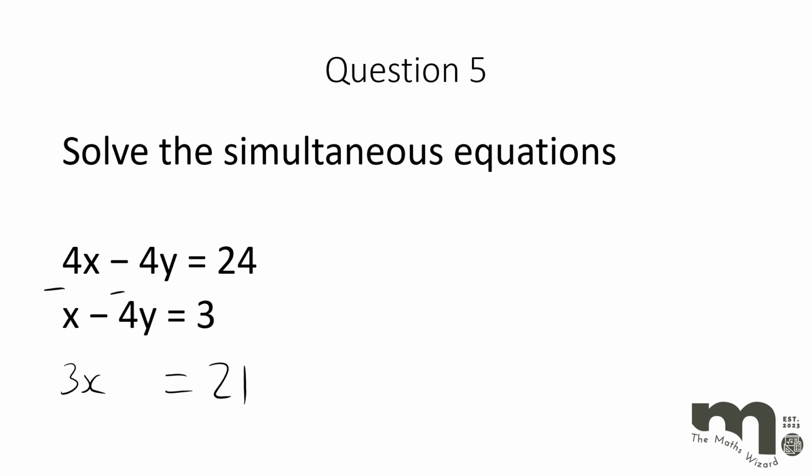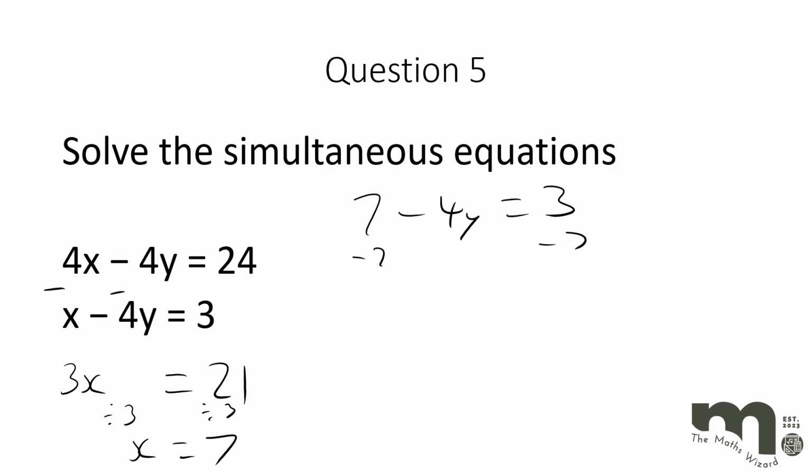We then divide by 3, x will then be 7. So we know that x is 7. So we can pop that into our bottom equation, perhaps. So we've got 7 minus 4y equals 3. So if we take 7 away from there, we're going to be left with, what's that going to be, minus 4. So minus 4y equals minus 4.